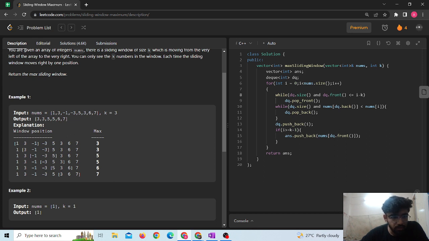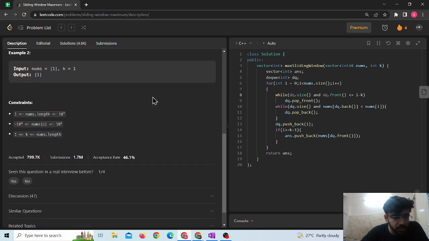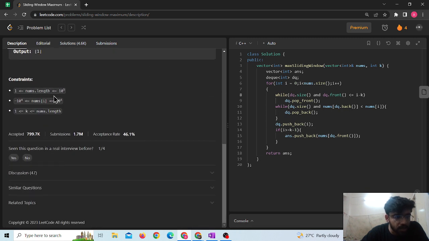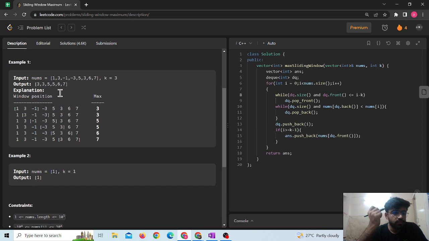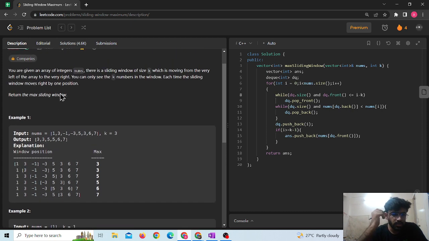If we have been given this problem, let's look at the constraints. What are the constraints of this problem? The constraint on n and k is 10 to the power 5, so we cannot give a solution with O of n square time complexity because that will lead to time limit exceeded. So we need to think of something better. First we will be discussing the brute force approach.